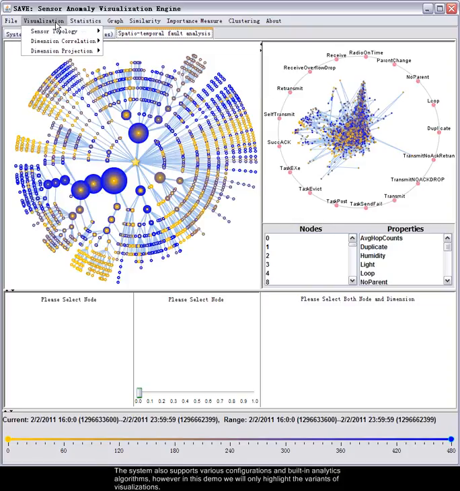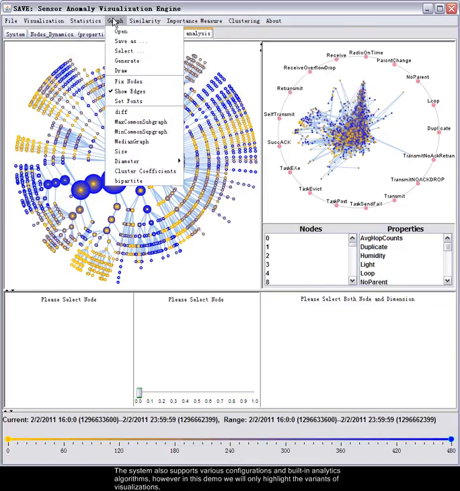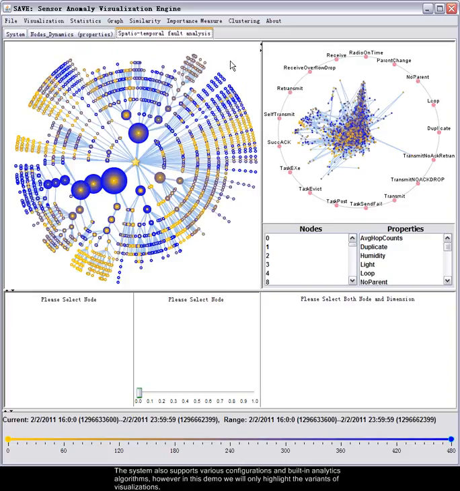The system also supports various configurations and built-in analytics algorithms. However, in this demo, we'll only highlight the variants of visualizations.